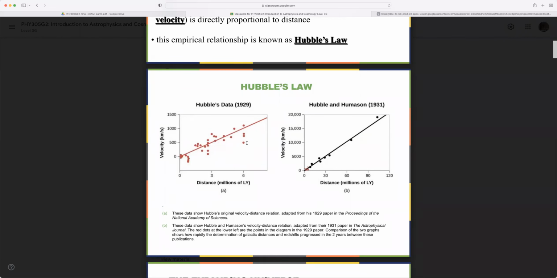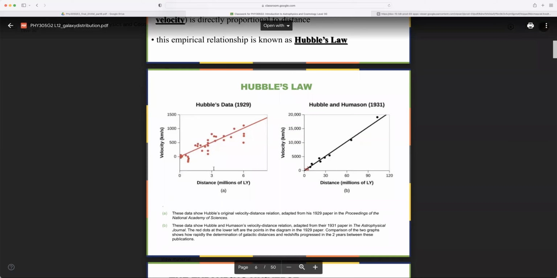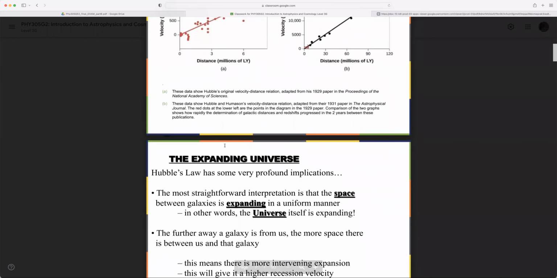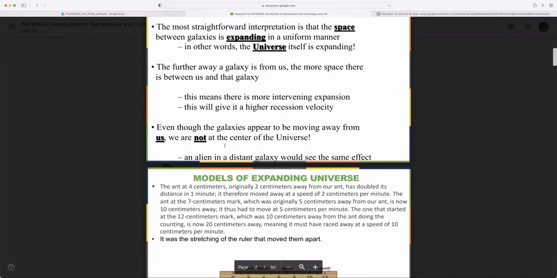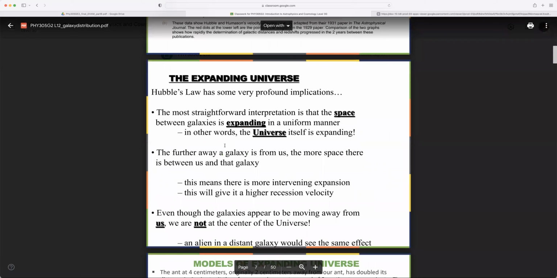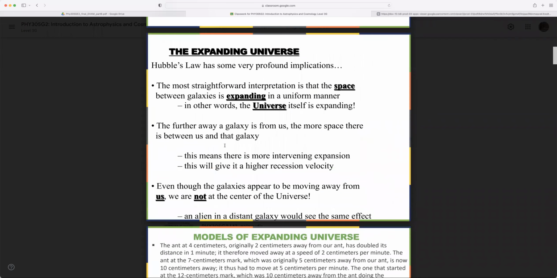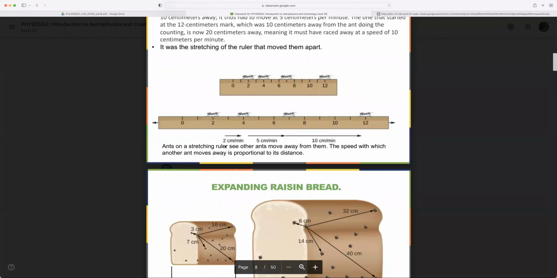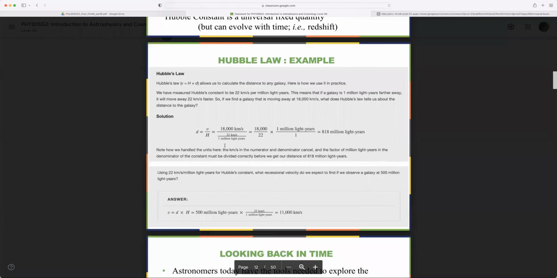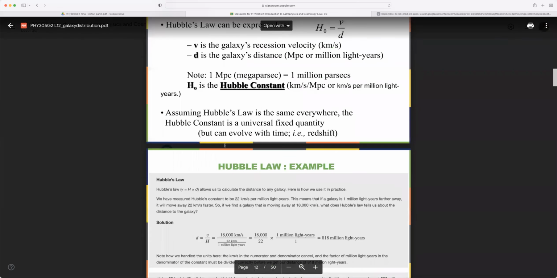What he found is there is a nice relationship between the velocity and the distance like this. So that's how he said that galaxies are redshifting and the universe is expanding. Now, having all this information, you can see that I have not mentioned anything like the universe is expanding, and here is this Hubble's law.